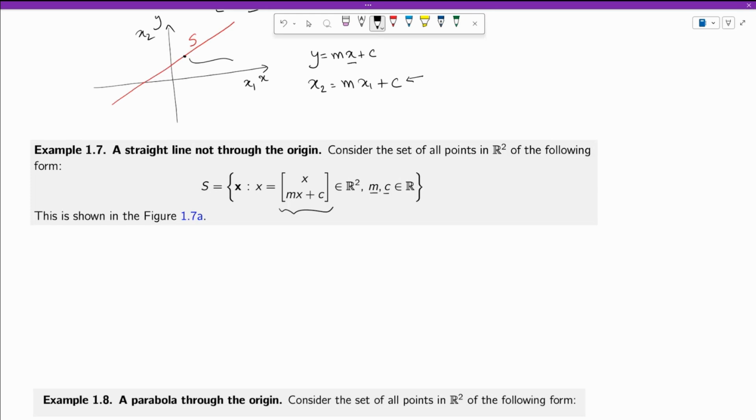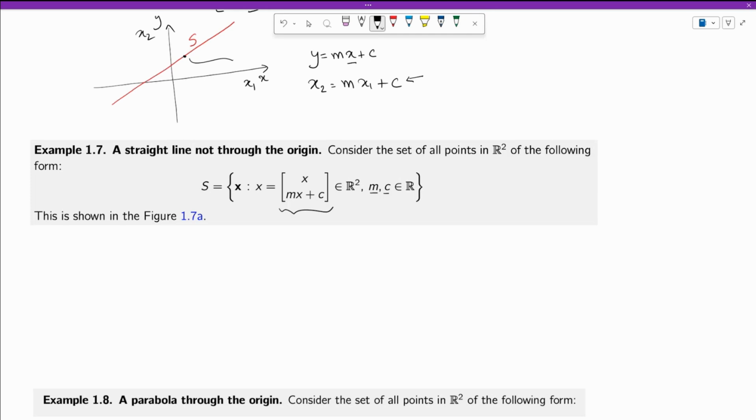Okay, that's one. Let's still verify the scaling and the addition properties and see if they are closed. Is this closed under vector scaling? You'll have to show it algebraically. If you take an element from this set, the first element is x, the second element has to be mx plus c, whatever the value of the first element is. If you take an element from that set and scale it, does the resultant vector have this form? What will it look like? Let's say we scale by alpha.